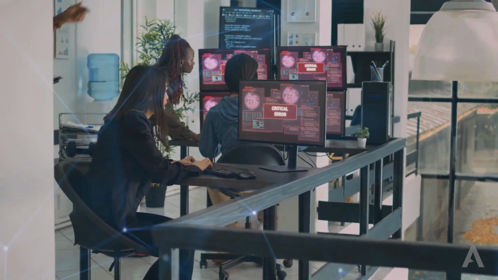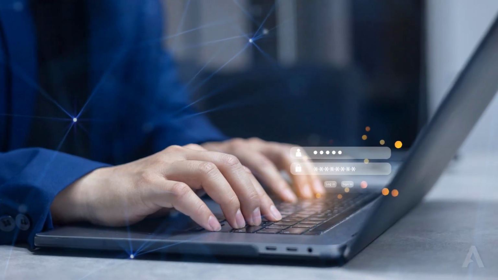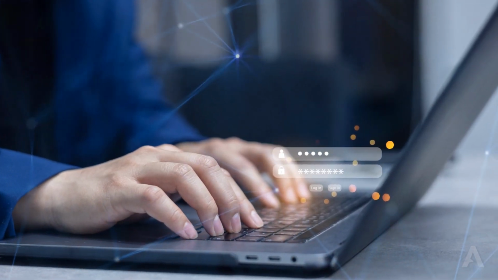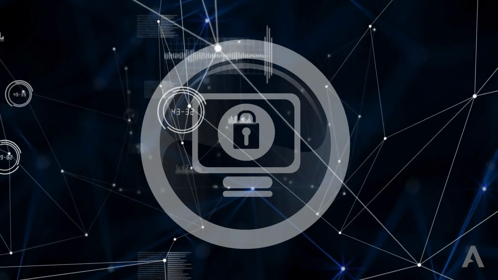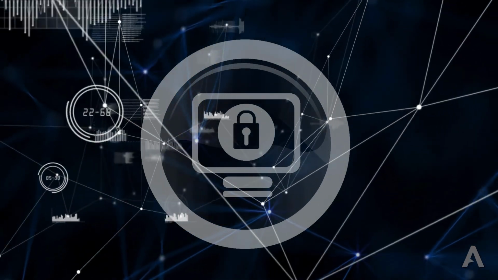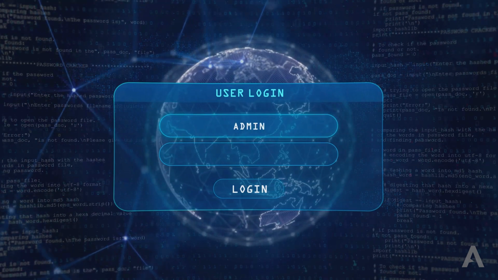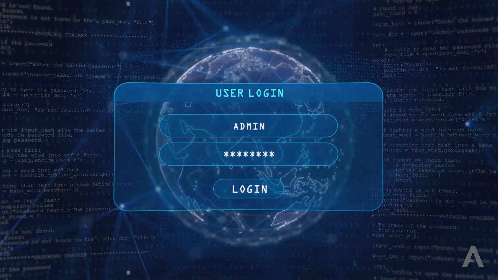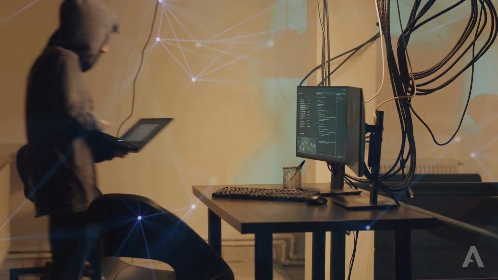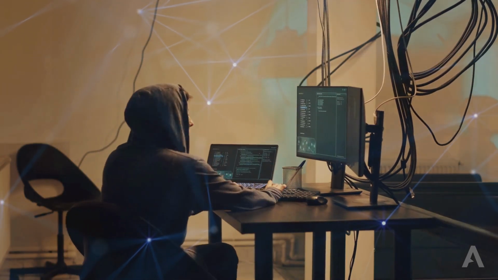Imagine a typical day at a bustling company. Employees log into their computers, access sensitive data, and communicate with clients. This daily routine relies heavily on secure access to protect confidential information. Without robust security measures, businesses are vulnerable to cyber attacks. These attacks can lead to data breaches, financial losses, and reputational damage.